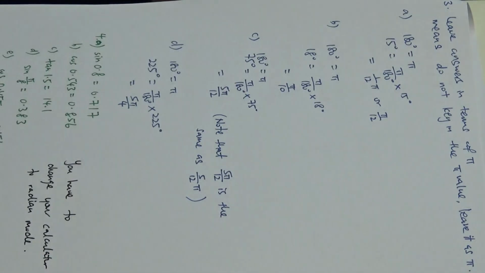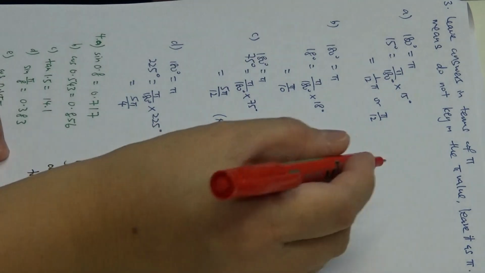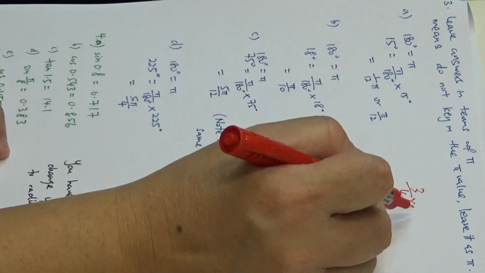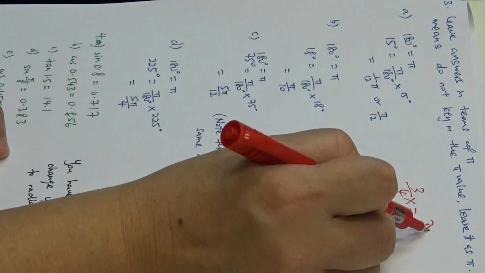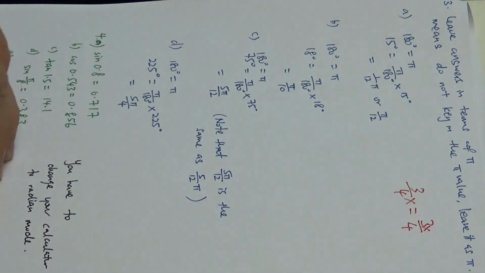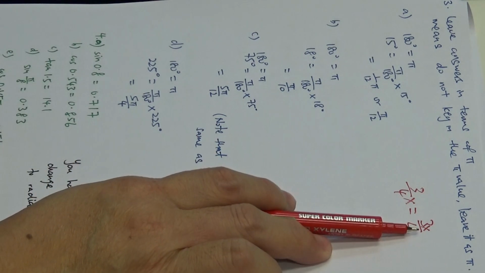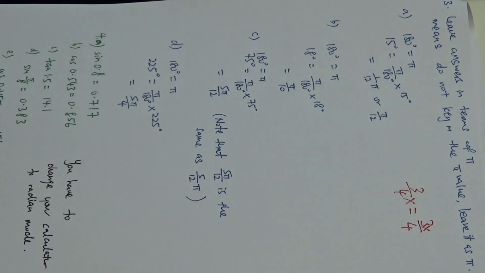Now, I just want to revise something in algebra here. When we have 3 over 4 x, if we write x in the middle, this one means 3x over 4. It belongs to the top. That means whatever you write in the middle actually belongs to the top. Okay? So please be clear about this.